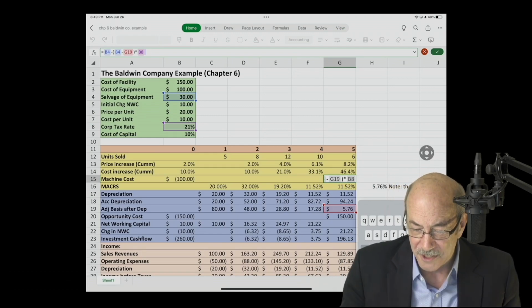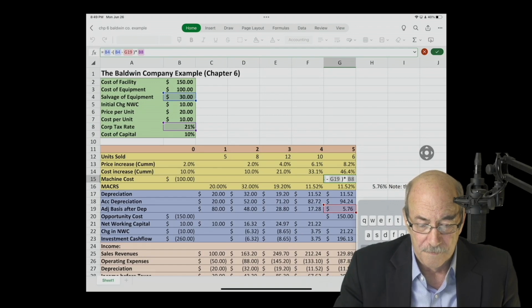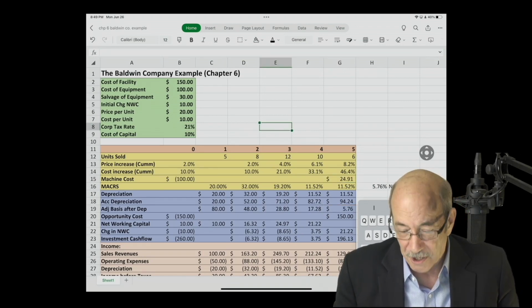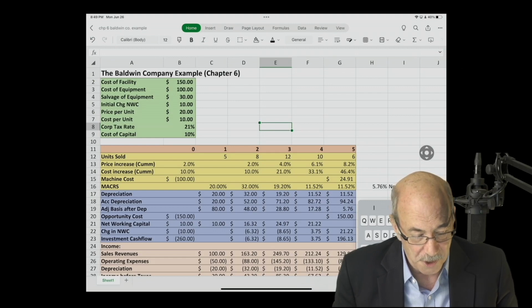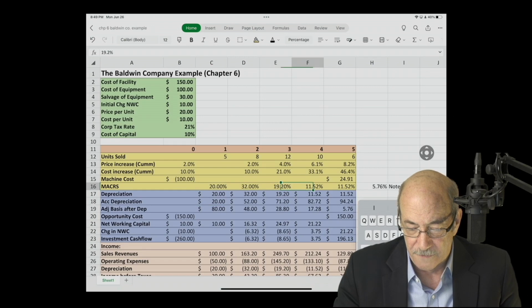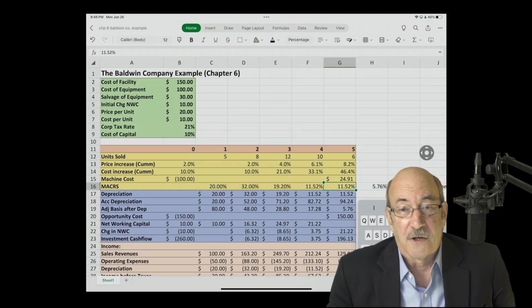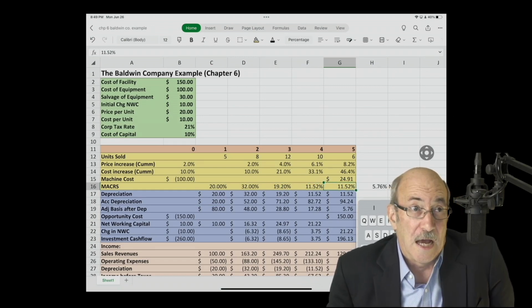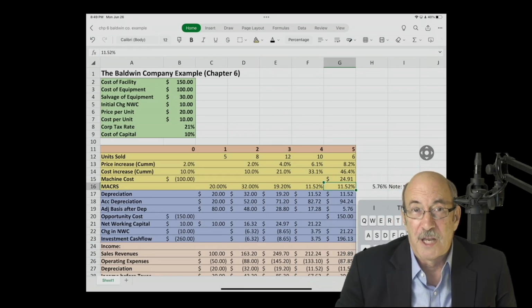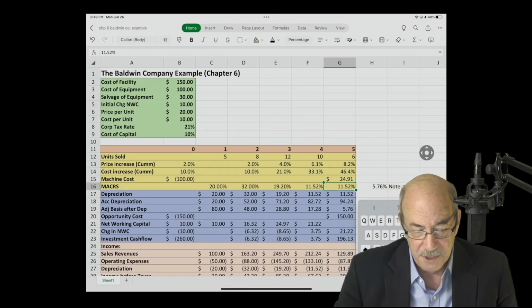All right, so that is our after-tax salvage value, that $24.91. And then down here, I've got the MACRS schedule. I've just hard-coded that schedule into this. I could have referenced it elsewhere and even made that flexible, but in this case, I didn't think that was necessary.